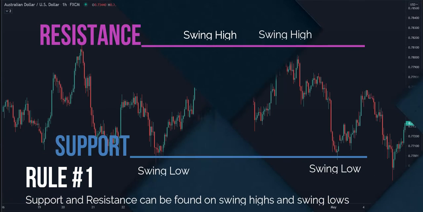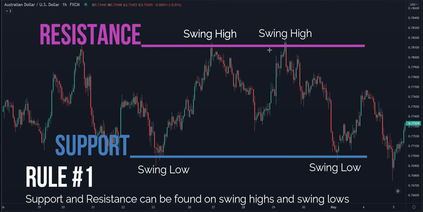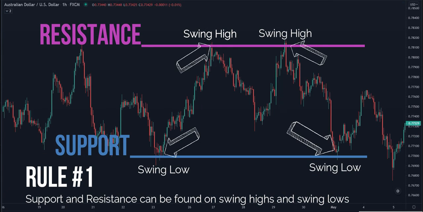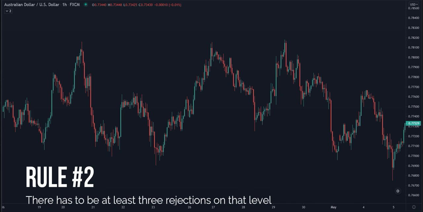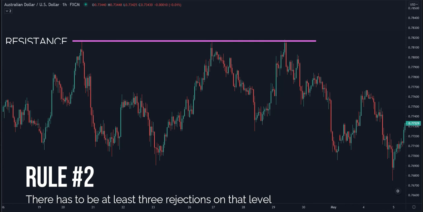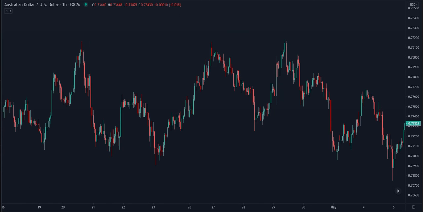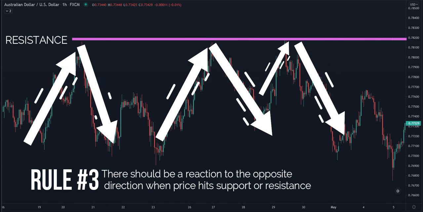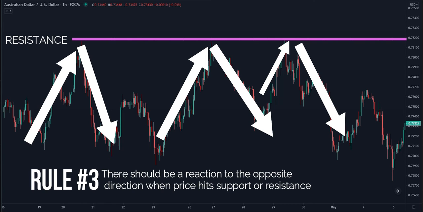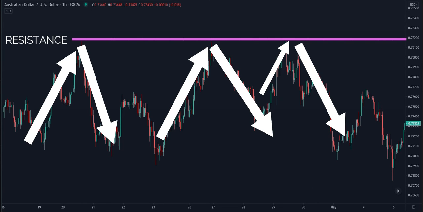Rule number 1. Support and resistance can be found on swing highs and swing lows. Rule number 2. Support and resistance are created and confirmed if there are at least 3 rejections in that level. Rule number 3. You should be able to see a significant push or reaction to the opposite side from a level of support or resistance.